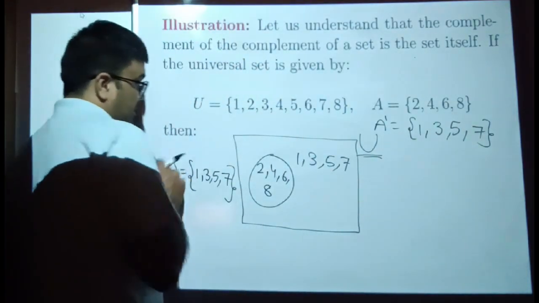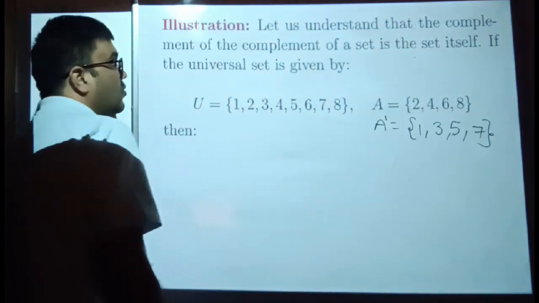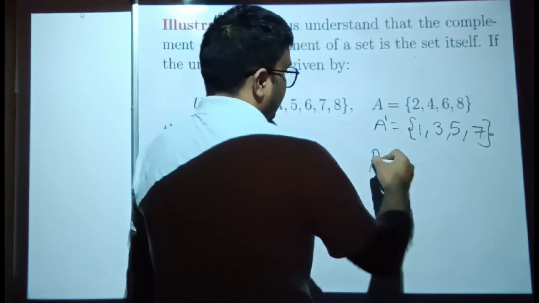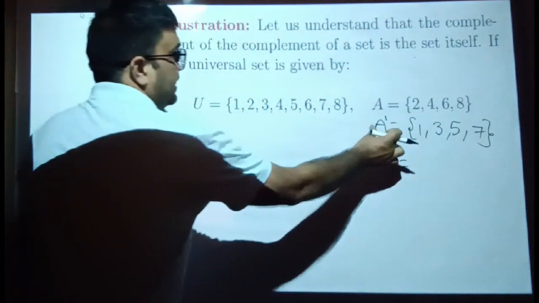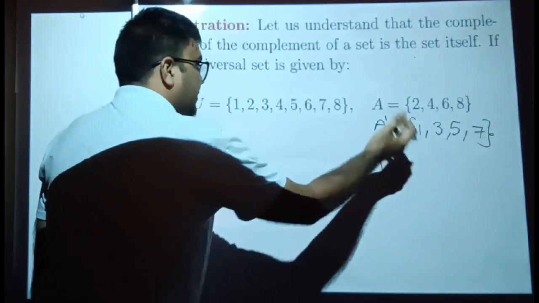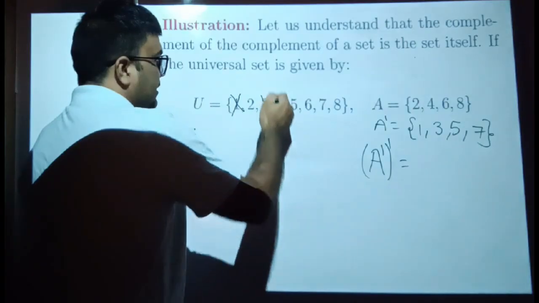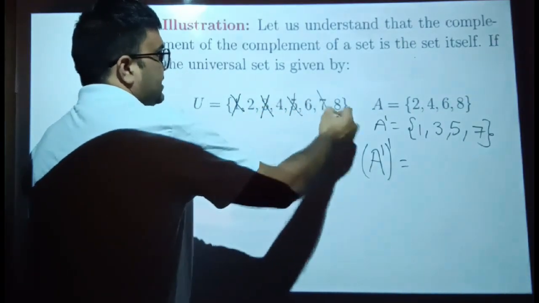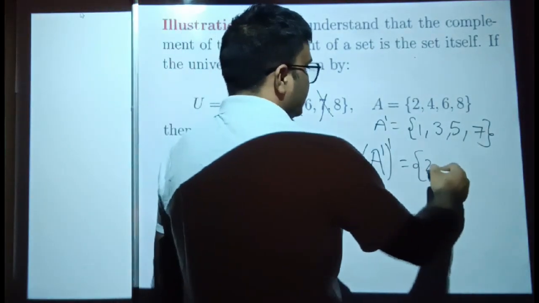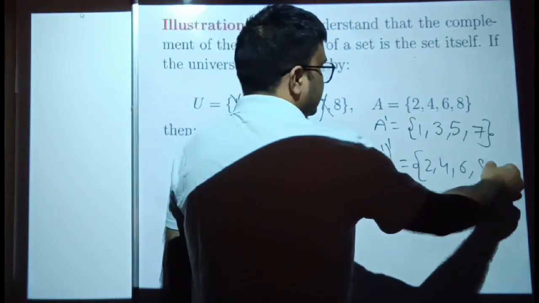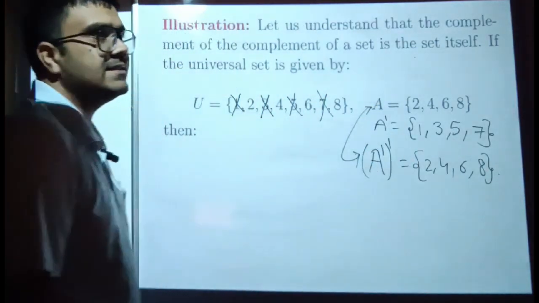Now suppose I find the complement of the set A complement again. We are finding the complement of this set. The elements 1, 3, 5, 7 are removed. What we obtain is 2, 4, 6, 8. This is the same as the set A.